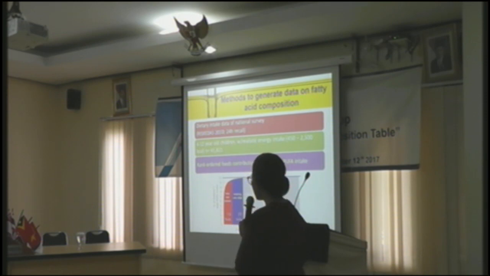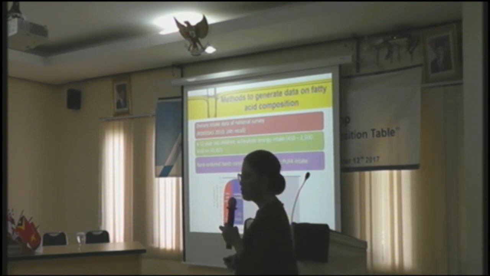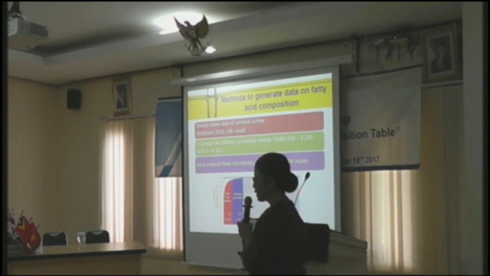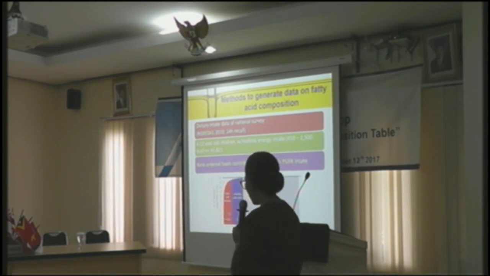The method is from the Riskesdas 2010, from 24-hour dietary recall data, and we select only foods consumed by children between 4 to 10 years. We also limit energy to a reliable range, because if you look at the data there are many implausible values, so we just limit it to reliable energy consumed by the children. Then we order foods contributing to children's food intake. The way we choose the selected foods for which we generate the fatty acid composition is by rank order.